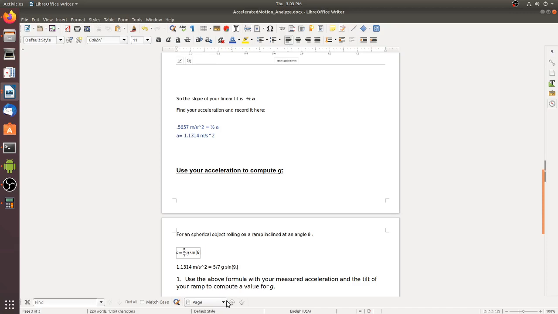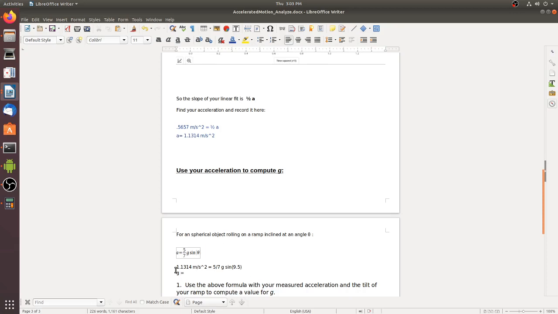I'm going to use 9.5 for my slope, kind of the intermediate value between the slope at the top of my board and the bottom of my board. Hopefully you guys were able to find a flatter board. So I'm going to solve this for g and see what I get.